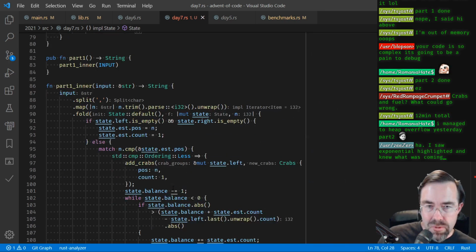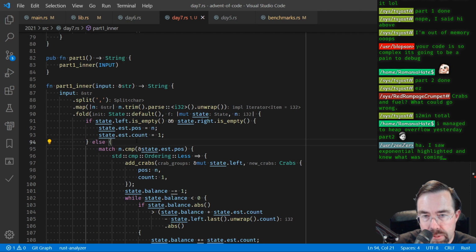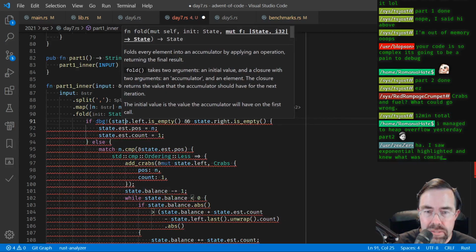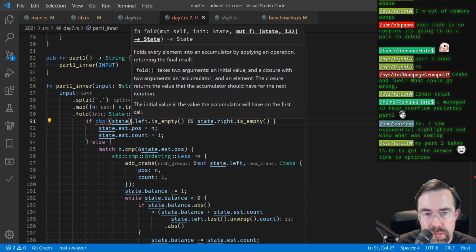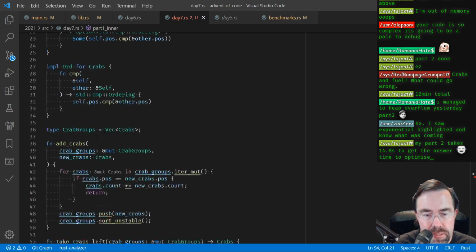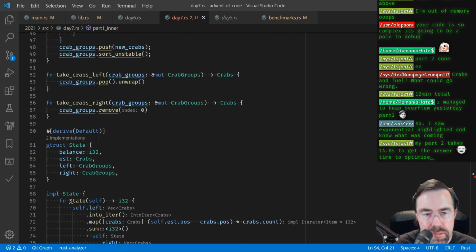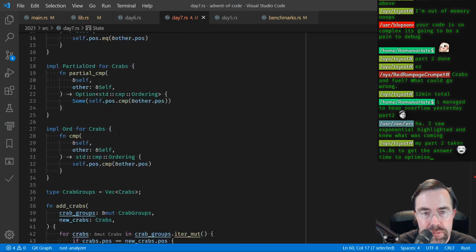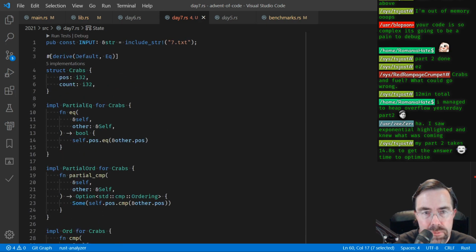Yeah, anyway, this is wrong, so where to debug? Let's debug on each loop. So where do I put the debug? Can I put it here? I can put it here. There we go. That's where we're gonna put it. I need to mark it as debuggable, so let's do that. So state, where's my state? Down here. Make it debug, which means crab groups and crabs need to be debugged. So do it.